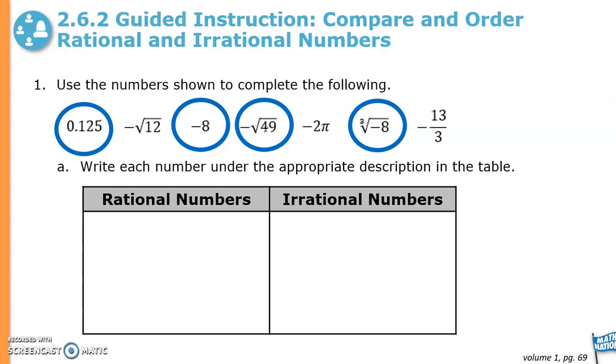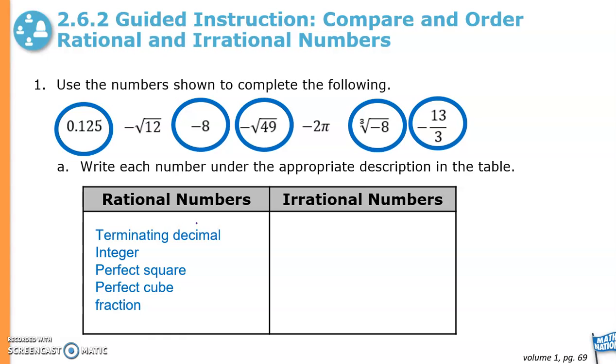And the cube root of -8. The cube root of -8 is -2, because -2 times -2 times -2 gives you -8. So it would also be a rational number. And finally, rational means anything we can write as a fraction, so -13 over 3 would also be rational. All of the ones circled in blue are part of the rational number group because they include terminating decimals, integers, perfect squares, perfect cubes, and fractions.